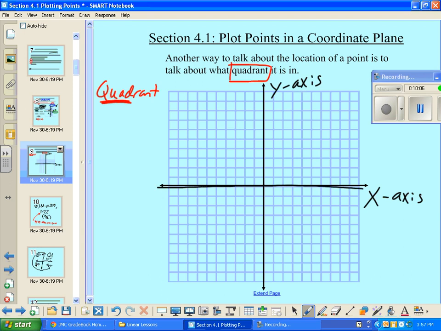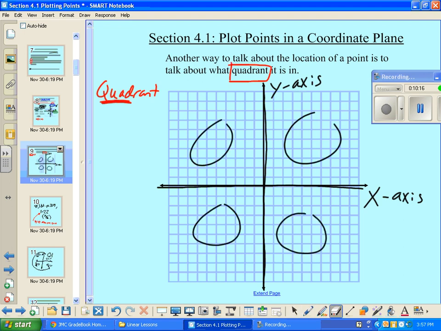Where these two intersect, we know that to be the origin, but those axes also slice this into 4 sections. 1 section, 2, 3, and 4. There are four different sections. Those are the 4 different quadrants. And the quadrants have very creative names. It's just called quadrant 1, 2, 3, and 4. So there's quadrant 1, quadrant 2, quadrant 3, and quadrant 4.